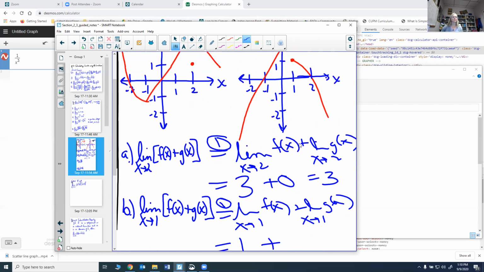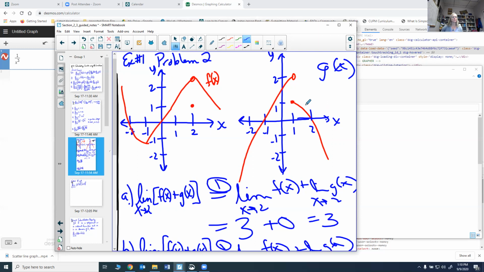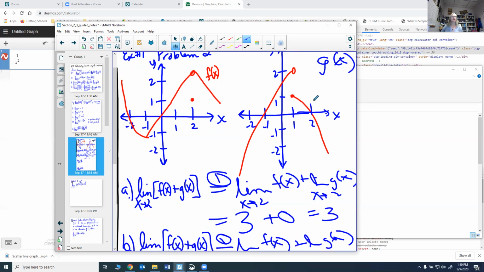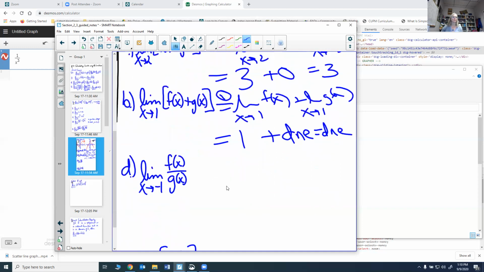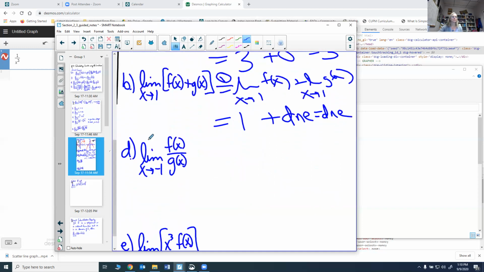Now let's head to 1 on g of x. As I head towards 1 from the right, I'm heading towards the number 1. As I head towards 1 from the left of g of x, I'm heading towards the number 2. As a reminder, that means the limit from the left and the limit from the right are not hitting the same number, so they can't match up. This one does not exist. Since that one does not exist, the whole thing does not exist, because you can't add 1 to a does-not-exist number.